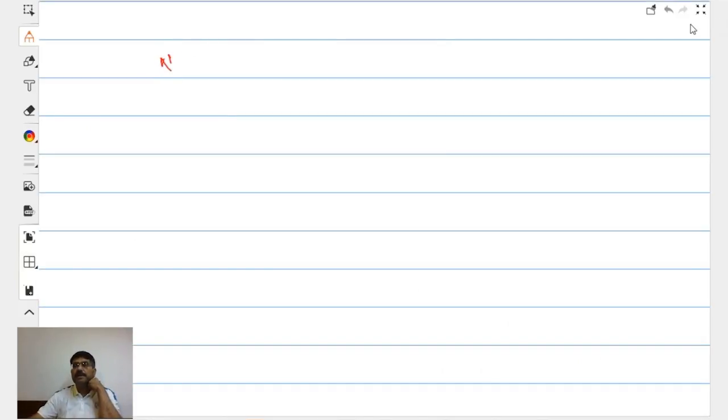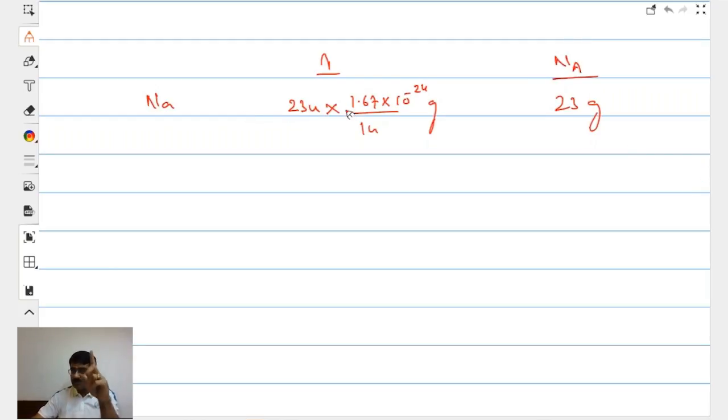Let it be. Why shall you do that, Anand? Let this be sodium. The mass of 1 sodium is 23 unit, or 1 unit into 1.67 into 10 raised to power minus 24 gram. And the mass of Avogadro number of sodium is going to be 23 gram. So if I give in units, I'm already giving you the mass of 1 species. Suppose this is NaCl. We were doing it yesterday also. The mass of 1 NaCl is 58.5 unit, or 1.67 into 10 raised to minus 24 gram per unit.